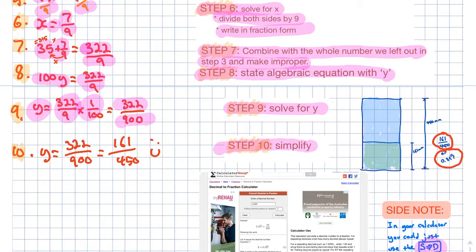Next step is simplify. So y equals this cool fraction here, 322 over 900. Both of these are divisible by 2, right? Because they're both even numbers. So you're left with a simplified fraction of 161 over 450.